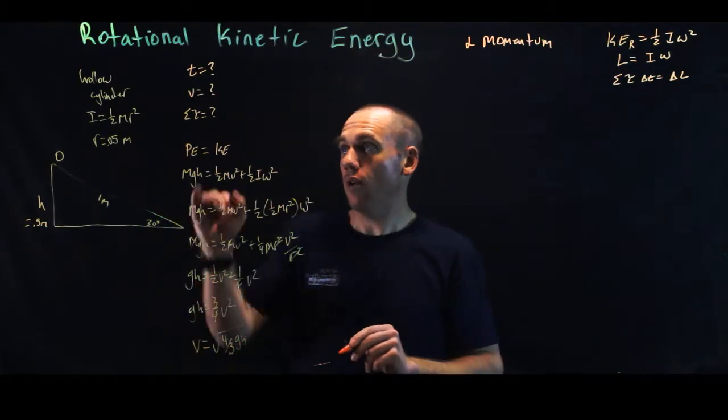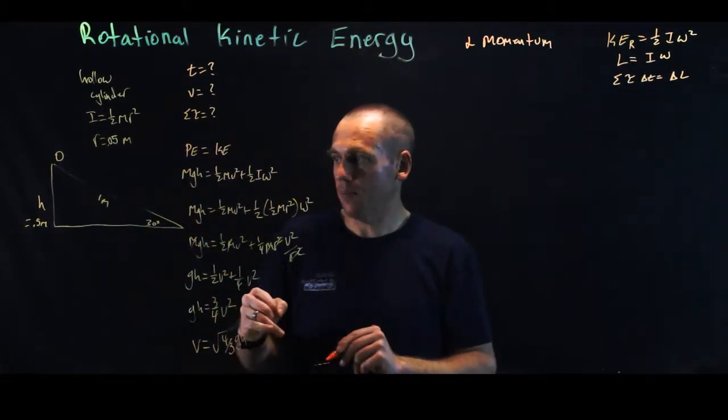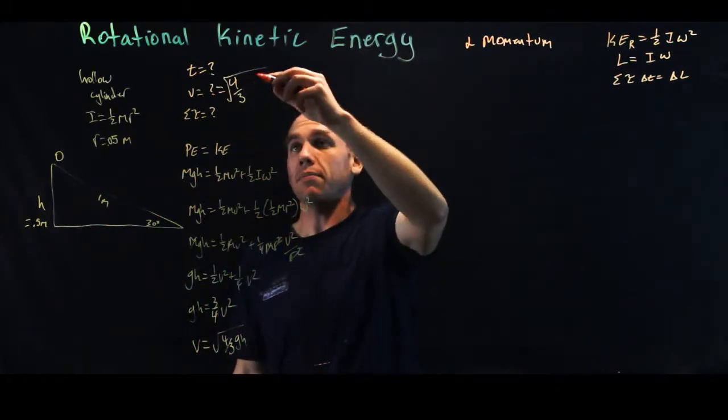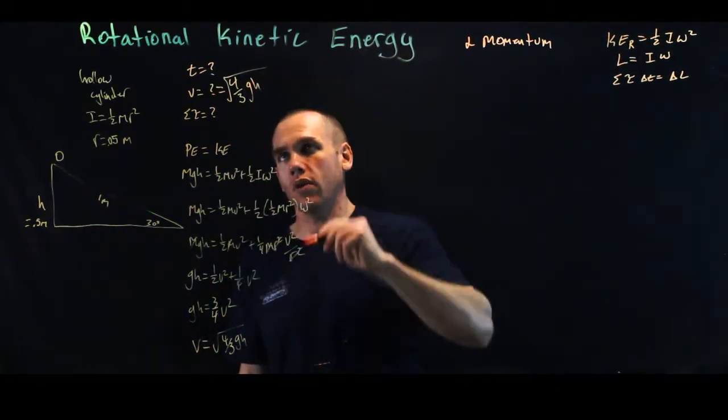So I've figured out what v is. I know h, it's 0.5, g is 9.8. I could find a number for v. So v is equal to the square root of 4/3 times gh.